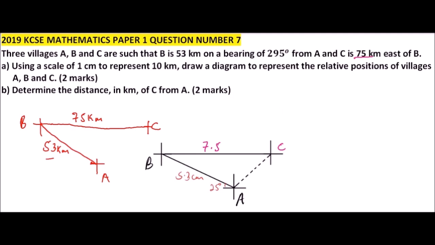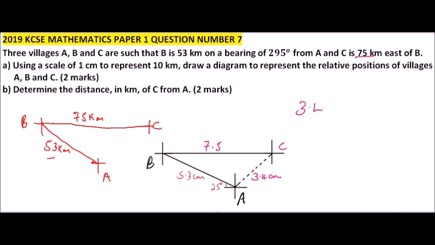So from A to C, using a ruler, I found it is 3.4 centimeters. 3.4 you multiply by 10, this equals 34 kilometers. So that is how you work out that, and you earn yourself 2 marks.